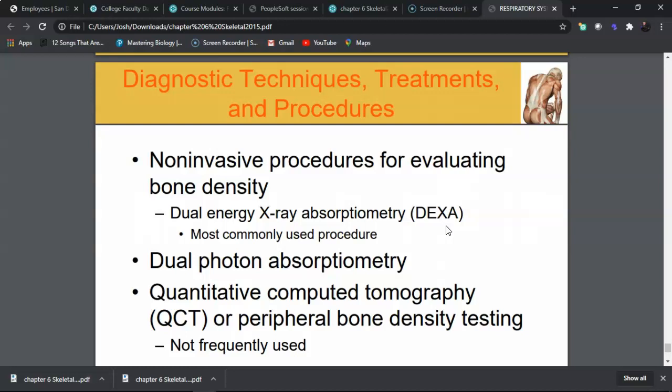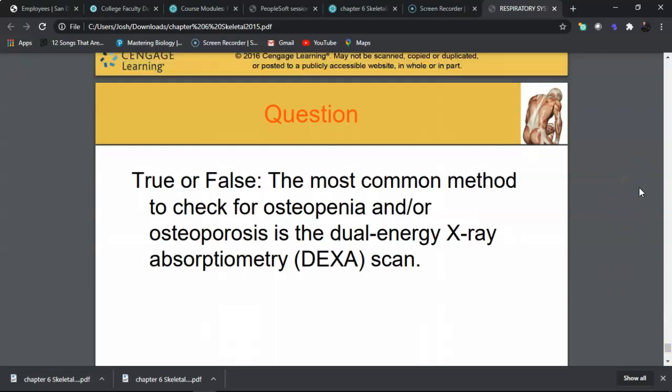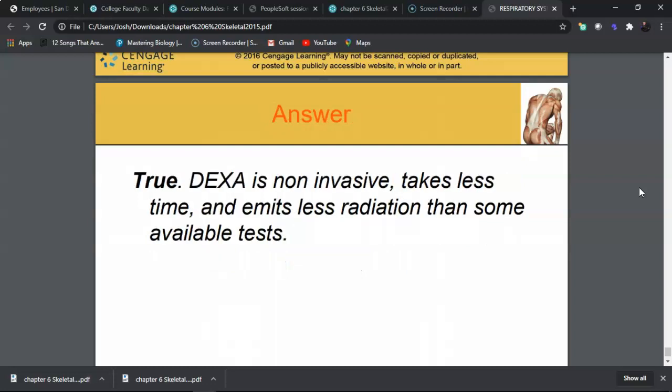Okay. And I think there's one more question here, which I pretty much just answered. It says the most common method to check for osteopenia and/or osteoporosis is the DEXA scan, and obviously that is true. It is less time, emits less radiation, and is non-invasive, okay?